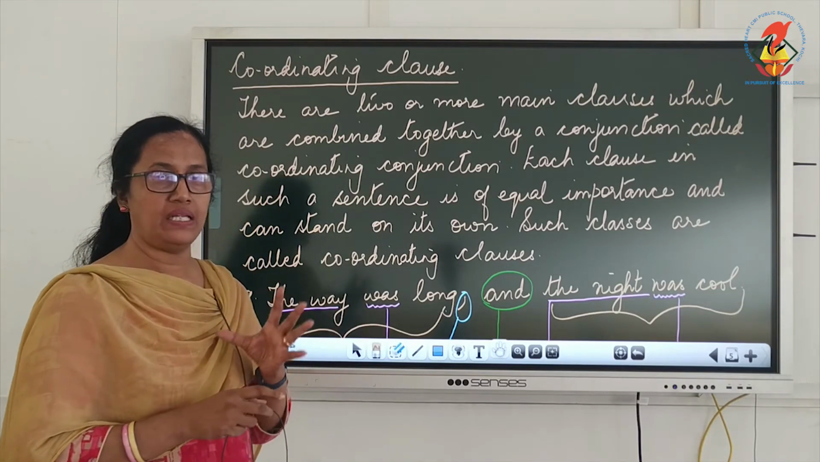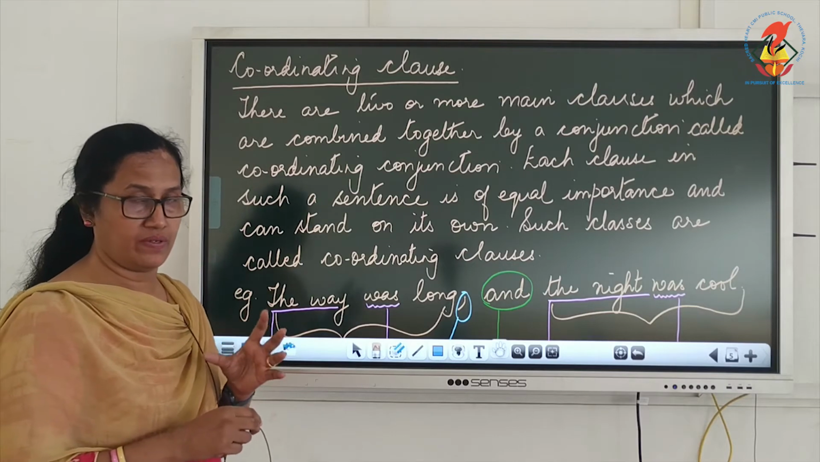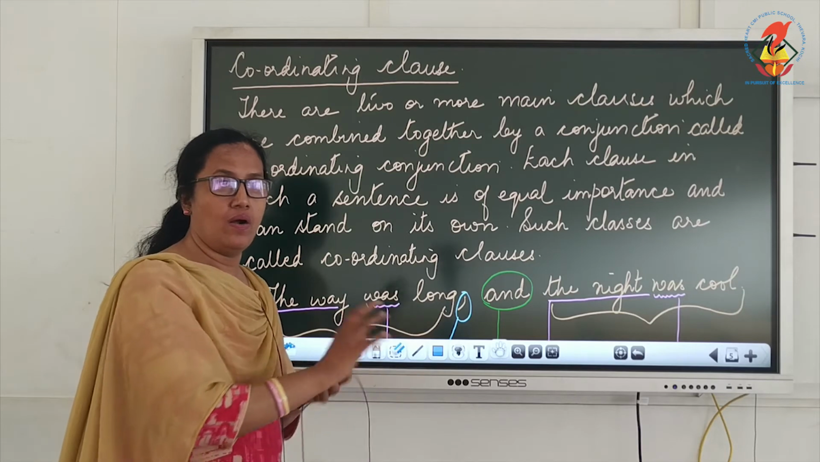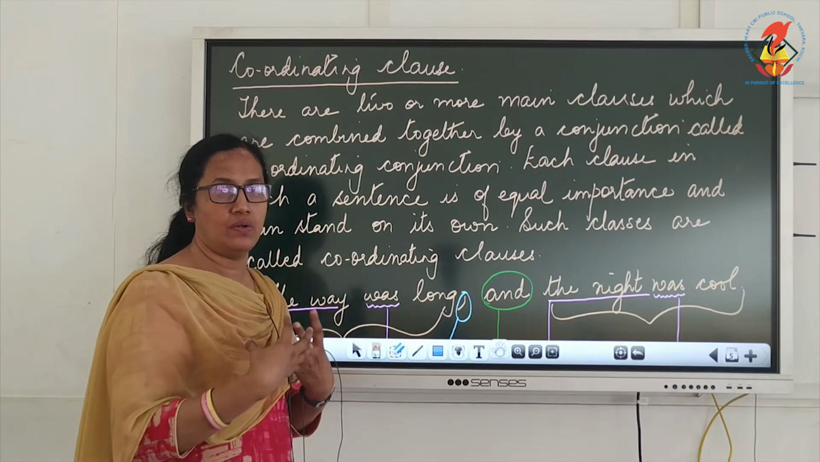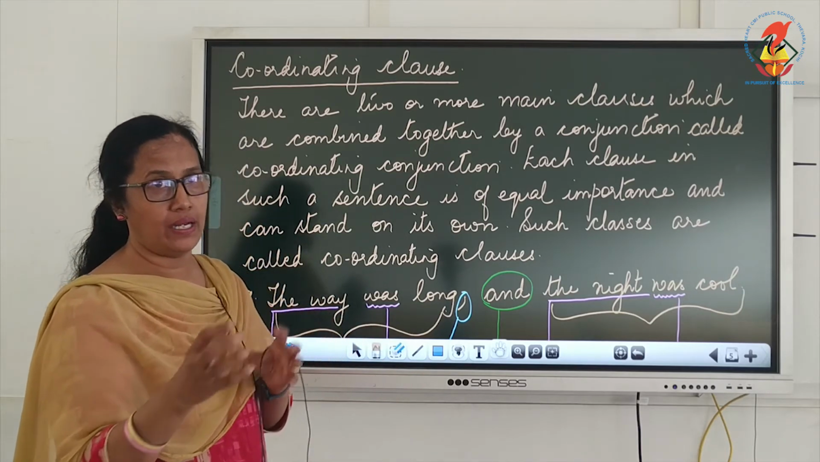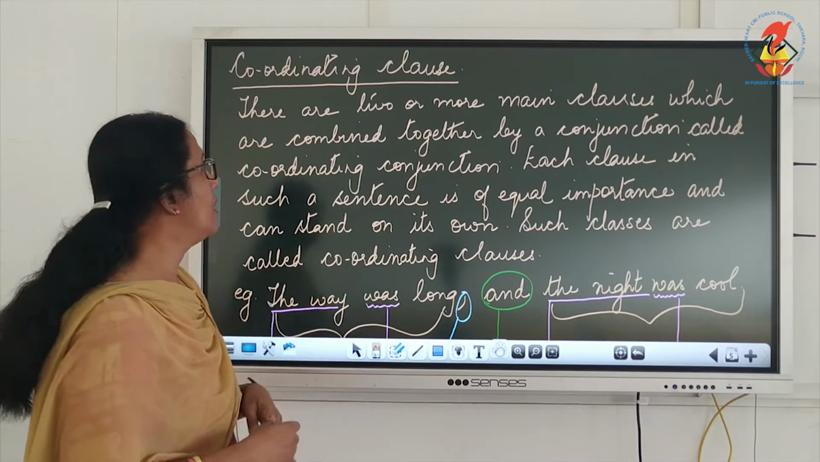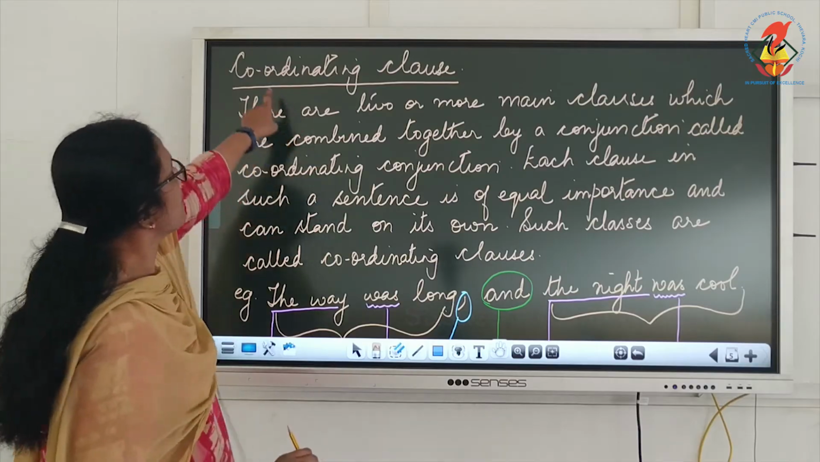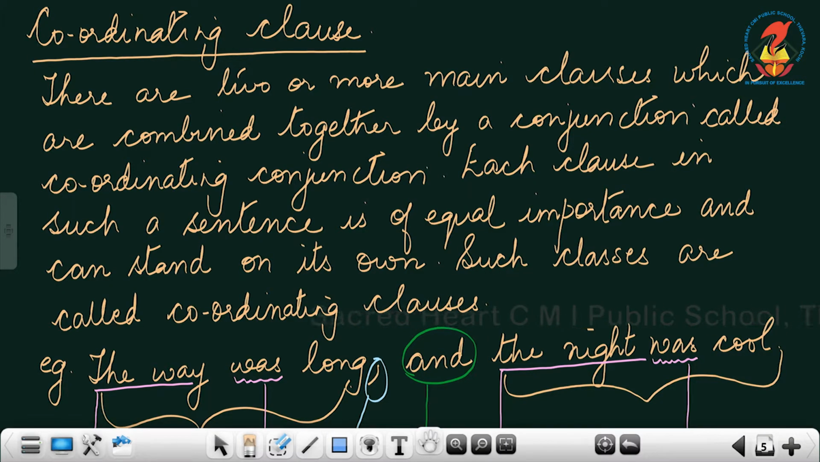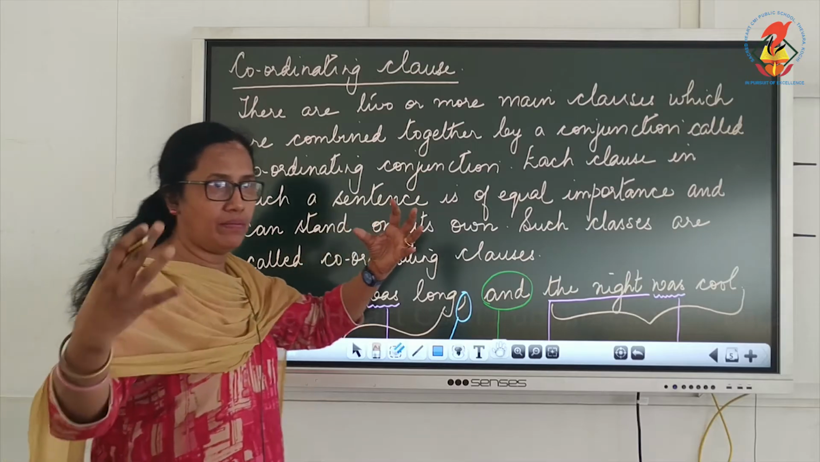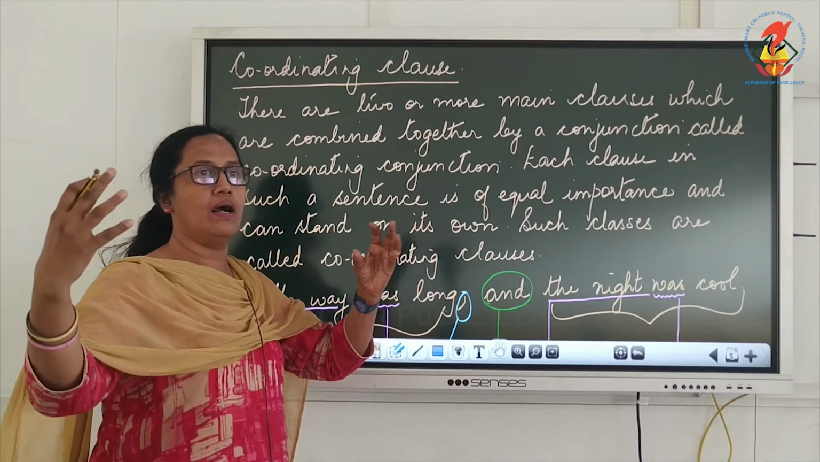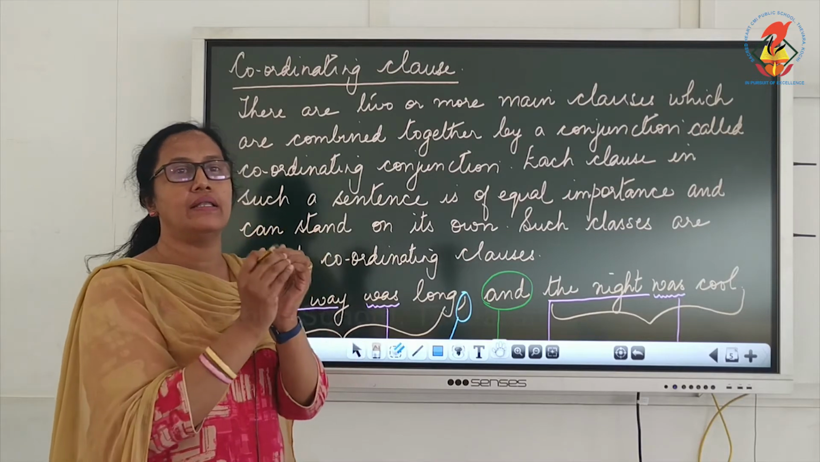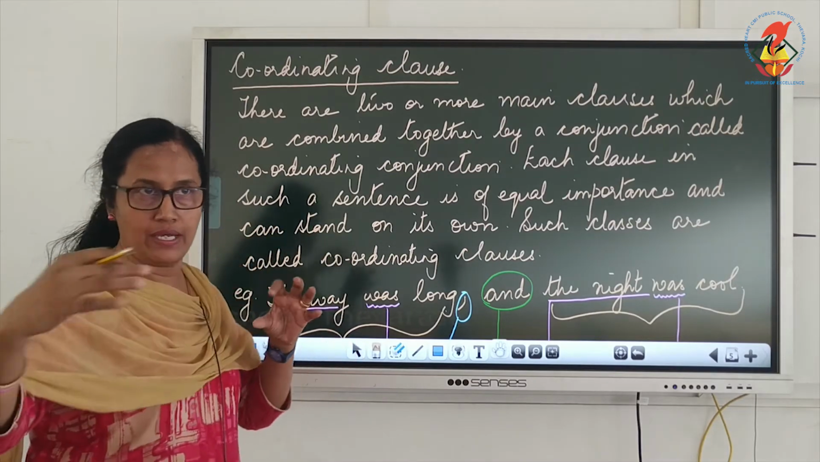Now, from the meaning itself of these words, we can understand depending. It is depending on another part of the sentence to get the full information, or subordinate, a part of the whole. Now, the third clause that we are going to be learning about is nothing but coordinating clause. Coordinating means two or three are joining together and something is holding them all together.